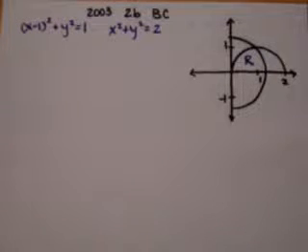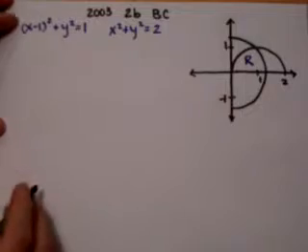This is Calculus with Allenson, problem 2b from the 2003 BC test. What we've got here, part A, asks us to find the area of R with respect to x. So we have two functions here, and since it's with respect to x, we need to solve for y.